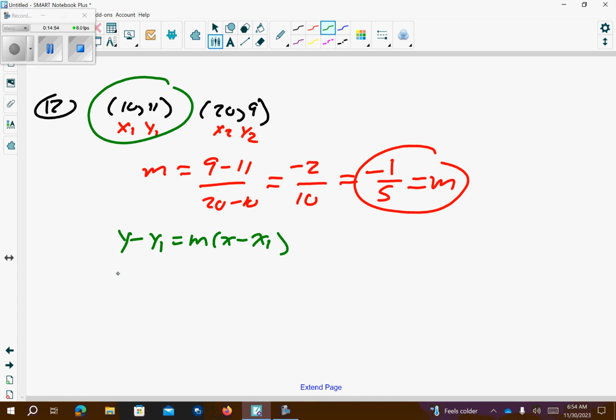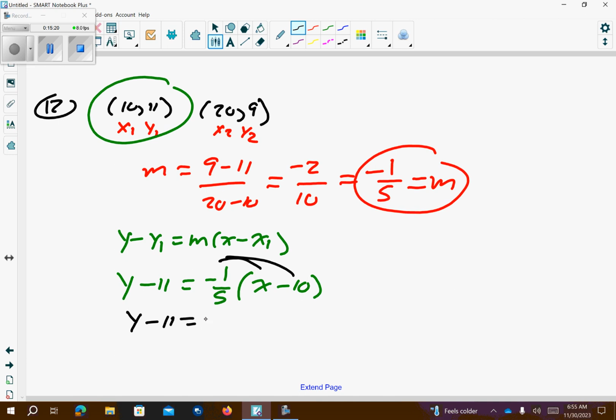Okay, so our y1 is a positive 11, so we're going to make that negative 11. Our slope is negative 1/5. And then our x1 is positive 10, so this would be a negative 10. And let's see. I think this answer would be fine for letter A, but let's just go ahead and make it as y equals mx plus b form.